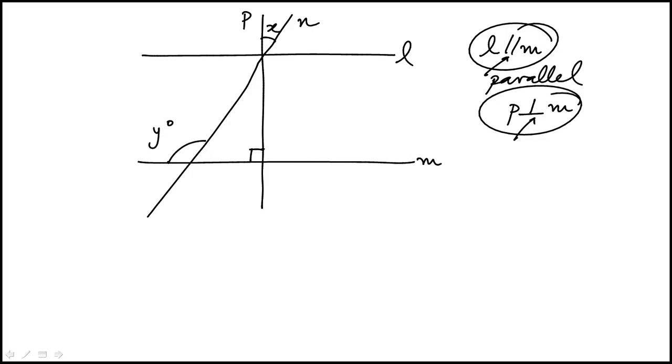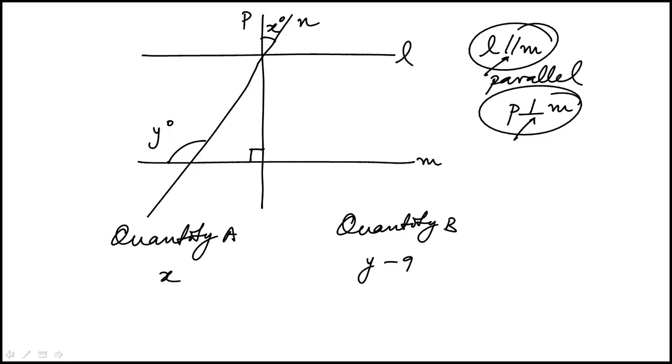This is given to you as X, and you have quantity A, quantity B, this is X, and this is Y minus 90.